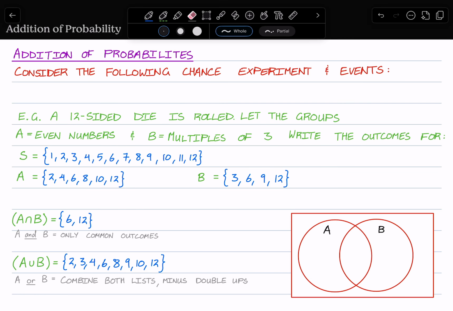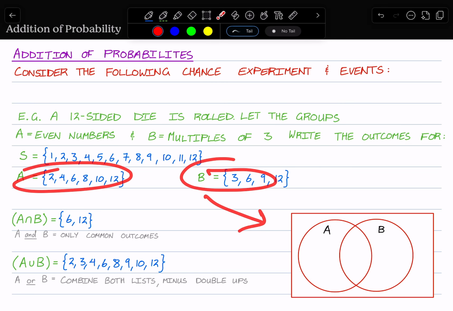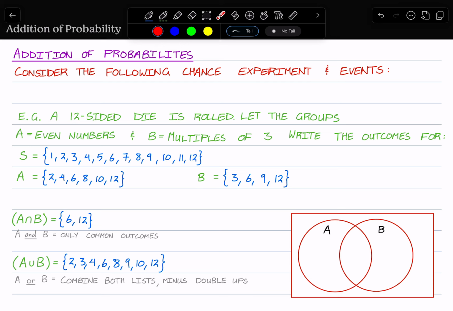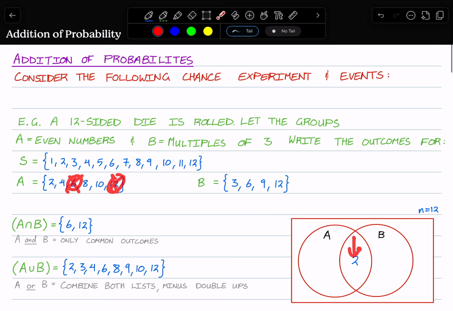Now, as a way to get our heads around this even better, I'd like you to transfer the number of things in these groups into our Venn diagram. From this, I hope you can see that the total n should be 12. The intersection, what's found in both, should be 2. That means 6 and 12 are being counted in these two.